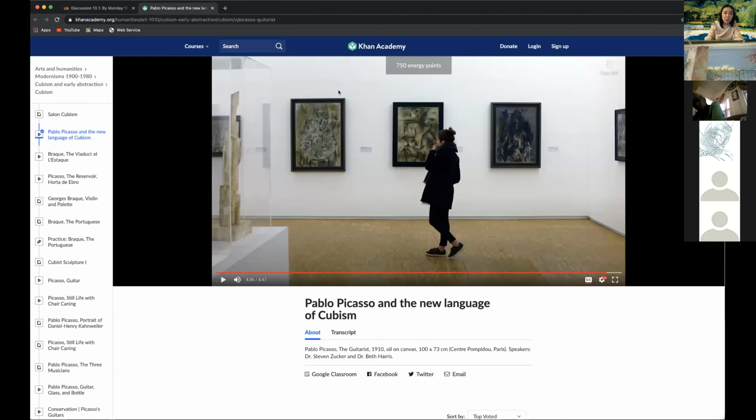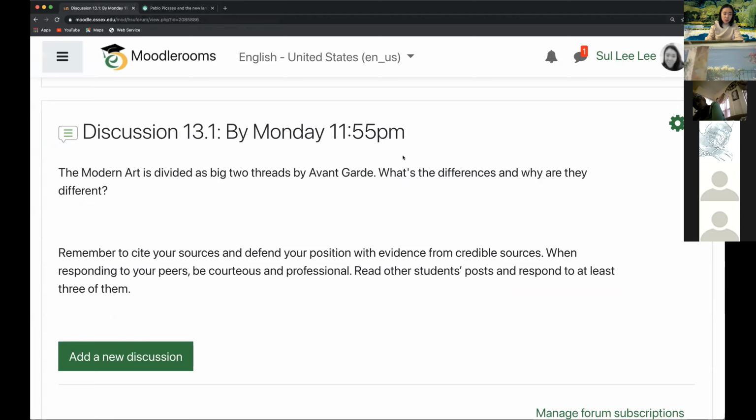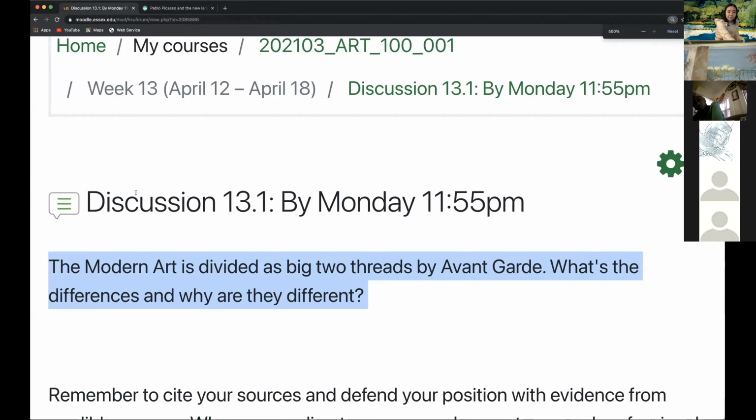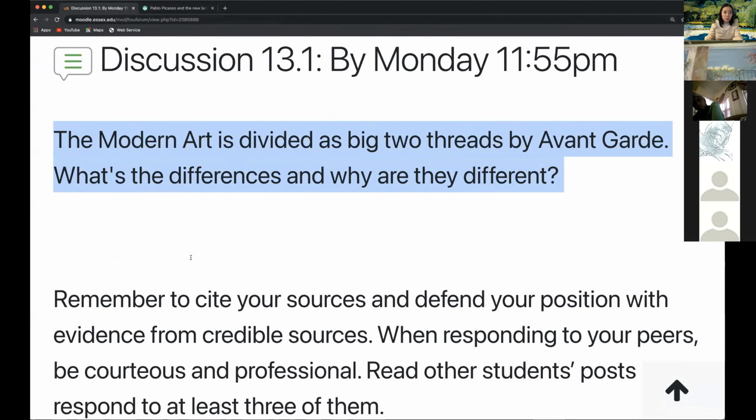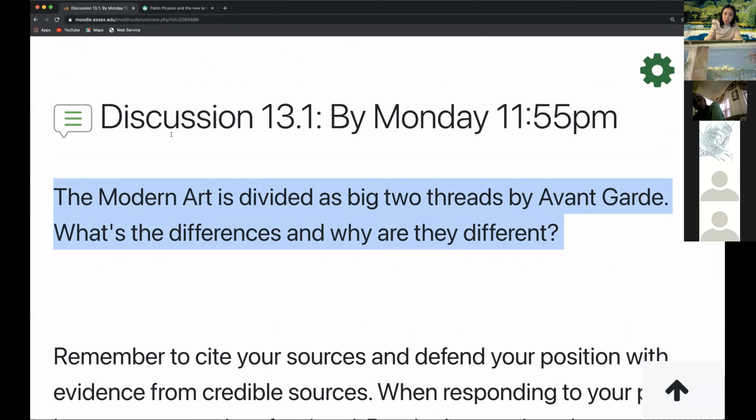And let me share today's discussion topic. So this is today's discussion topic. Everyone please go to discussion 13.1. The modern art is divided into two threads by the avant-garde, right? So what are the differences and why are they different? Please answer this topic. So let me just explain this a little bit more.